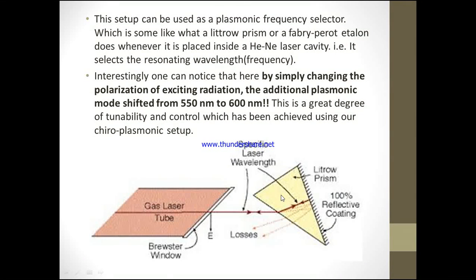So here we tune the polarization between X and Y polarization. We have somewhat shifted our plasmonic mode from 550 nanometers to 600 nanometers. Now this is a great degree of tunability and control, which is again very interesting.